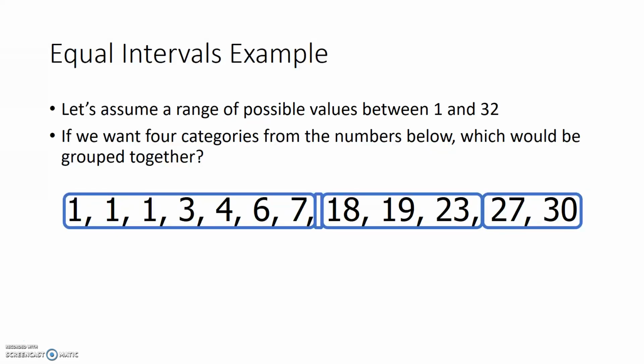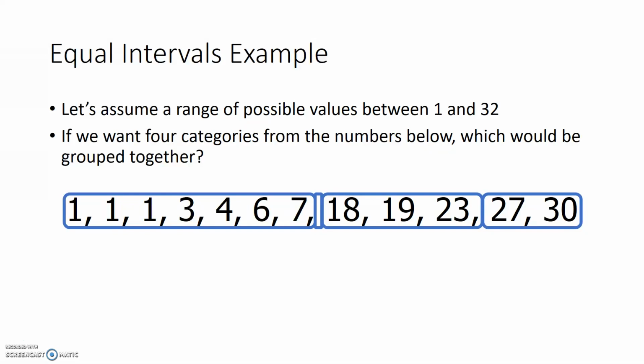So in this case, we have groupings, we want 4 between 1 and 32. So we have 8 as our kind of cutoff. So our first group would be numbers 1 through 8, and then 9 through 16, then 17 through 24, and then 25 through 32. And you can see that played out here.